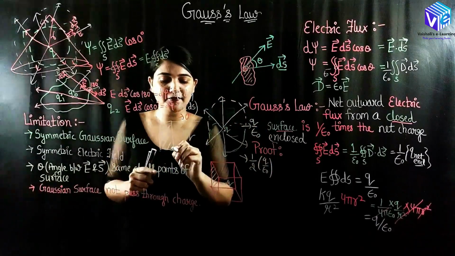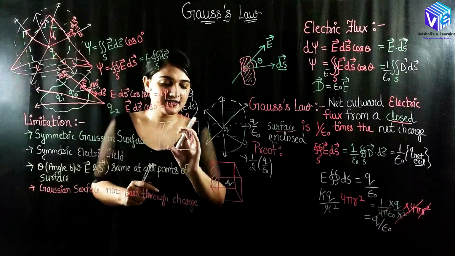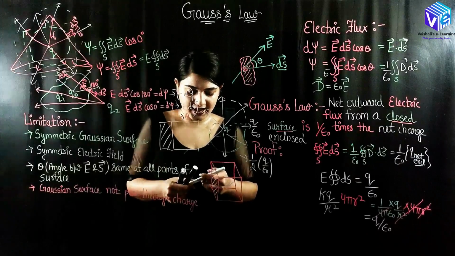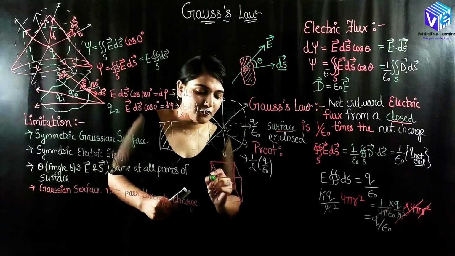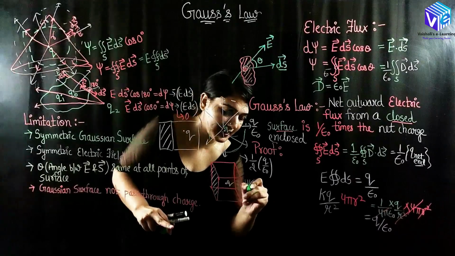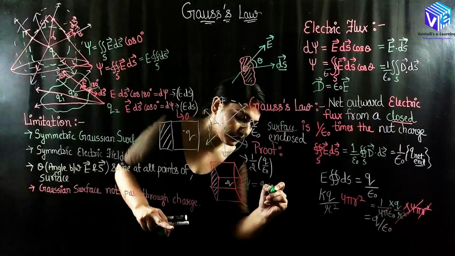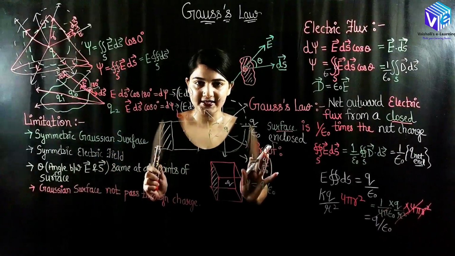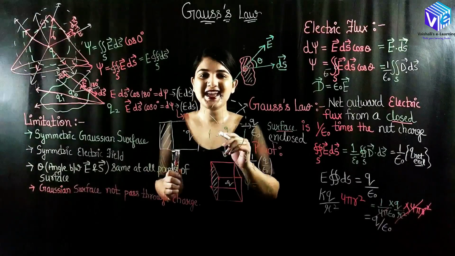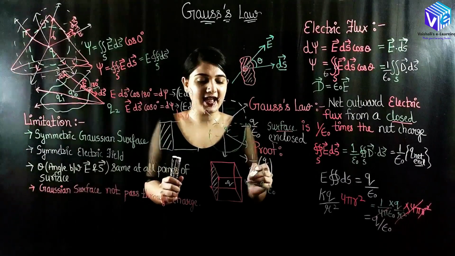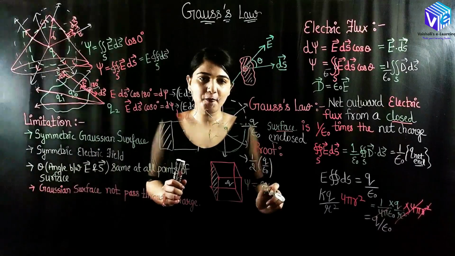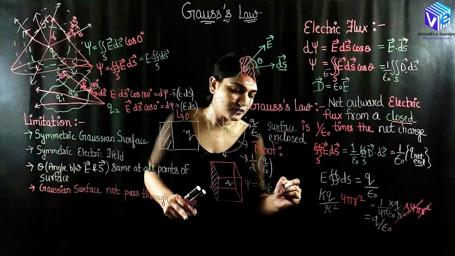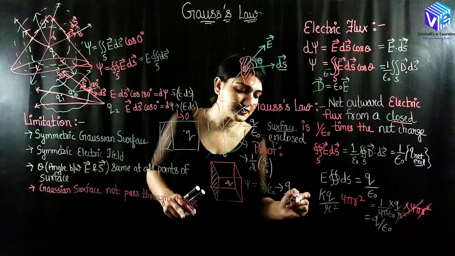First of all, I will convert it into the form of a cube. I place this surface here and make a cube with this surface as one of its faces. Now for the full cube, the flux will be Q upon epsilon naught. A cube has 6 faces, and I have to find the flux at one face. The flux through all 6 faces is Q upon epsilon naught. If I divide it by 6, I get the flux at one surface. So the flux here will be Q upon 6 epsilon naught.